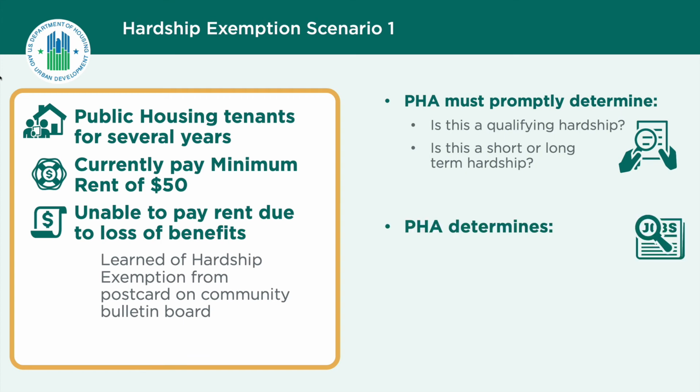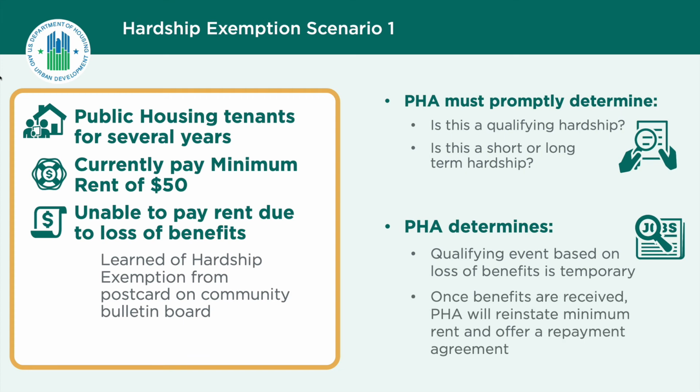The PHA determines that the household qualifies due to the loss of benefits. However, the PHA also determines that this is expected to be a temporary hardship, as the family has now completed a redetermination and benefits are forthcoming. Once those benefits are received, the PHA can reinstate the minimum rent and offer the family a reasonable repayment agreement for the minimum rent that was suspended.